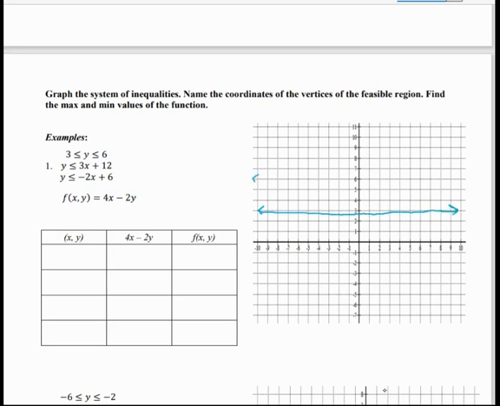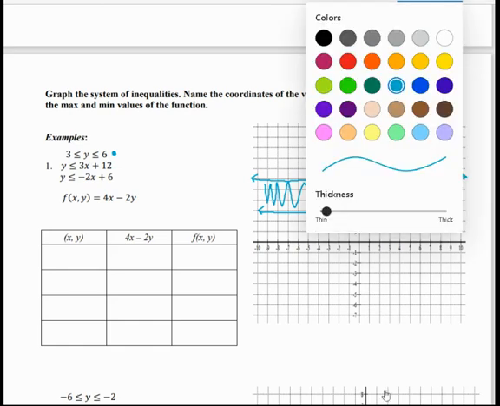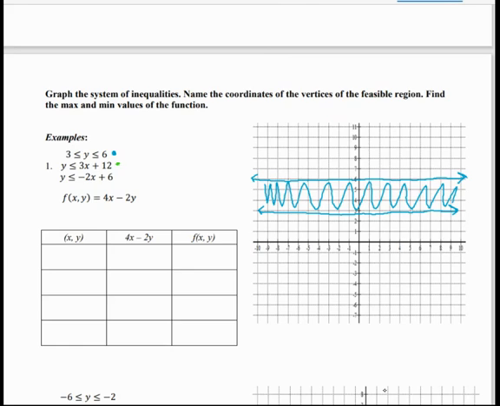You want to make sure you are using straight edges so that you can clearly see the correct intersection points. And remember, there's shading because there's inequalities. It's saying y needs to be greater than and at the same time less than. So I'm just going to do it pretty lightly. Here is my first inequality, greater than 3 but less than 6. My second inequality is already in slope-intercept form.